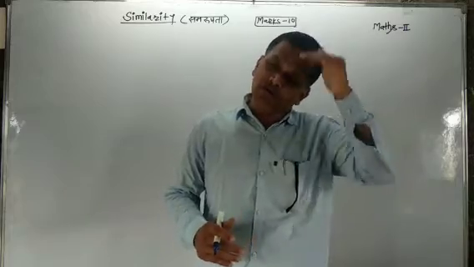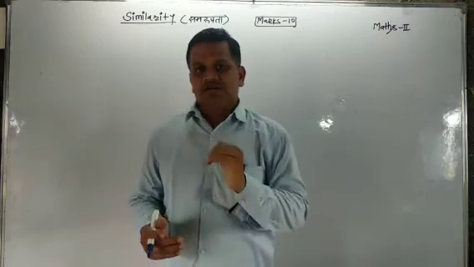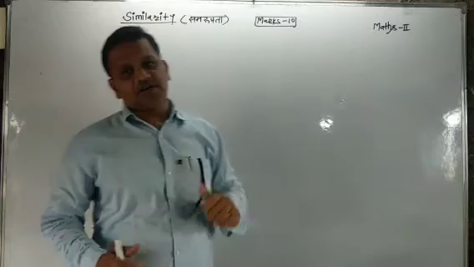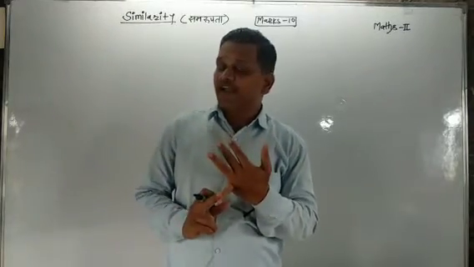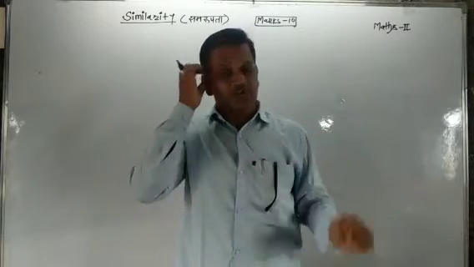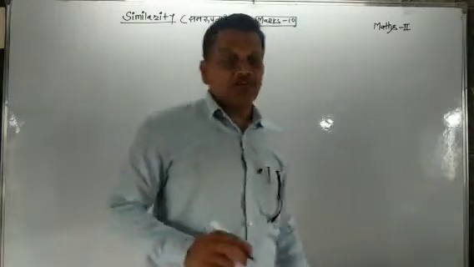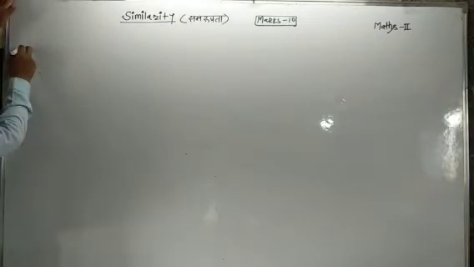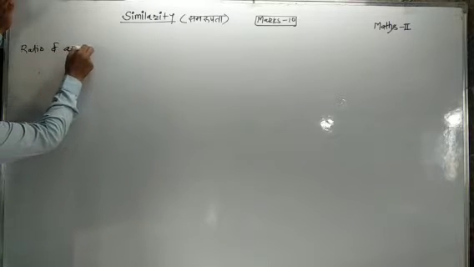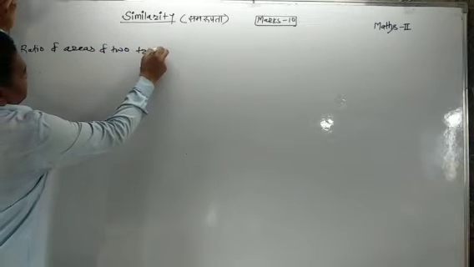Now what we want to learn in this chapter this year is the similarity of two triangles and its properties. For that we must know some basic concepts. Which are the basic concepts? Now I am going to write here on the blackboard: a ratio of areas of two triangles.